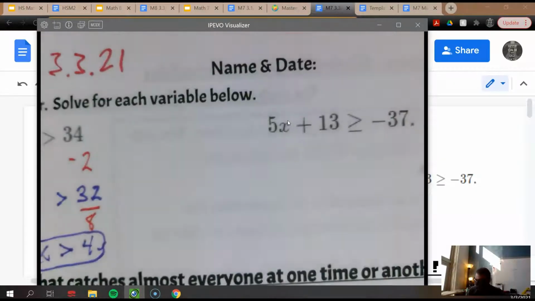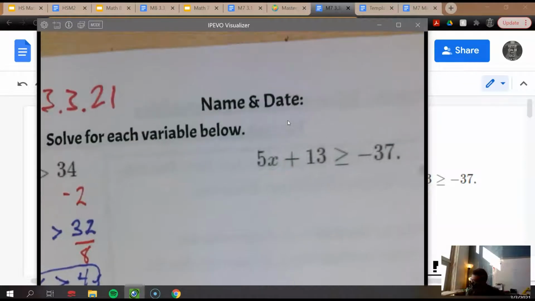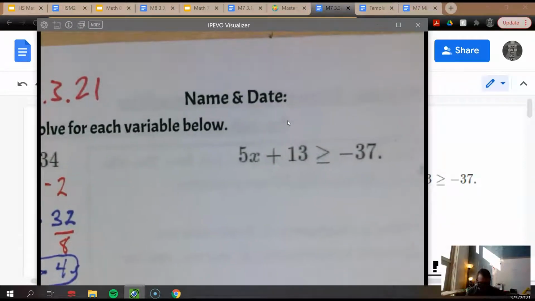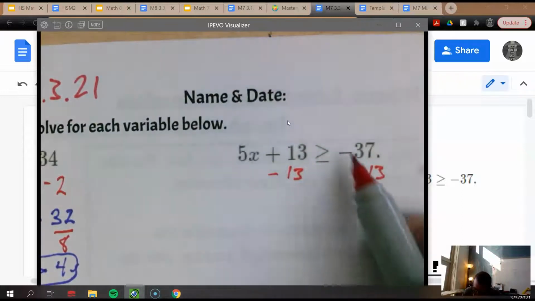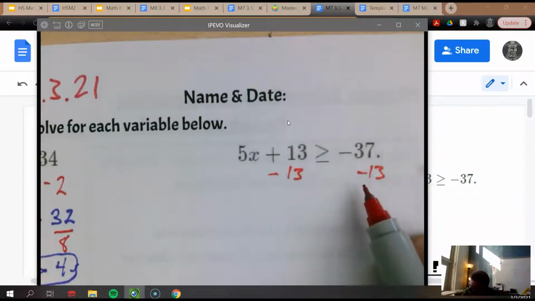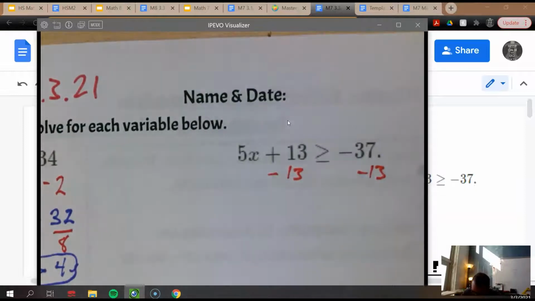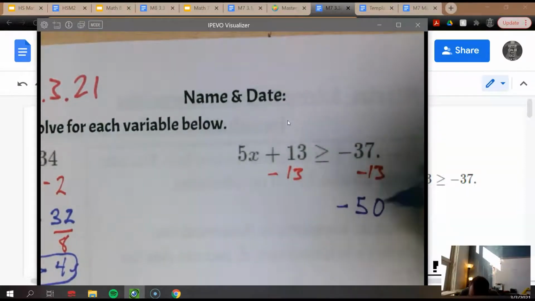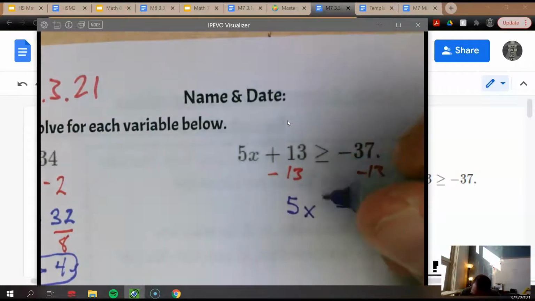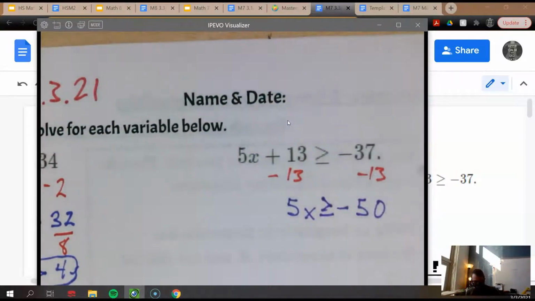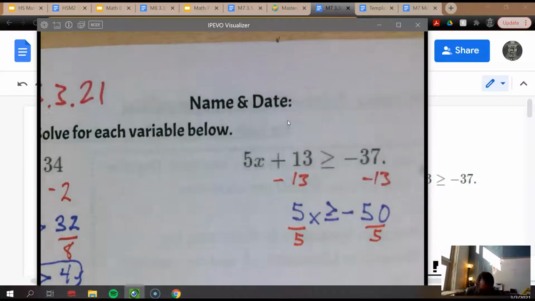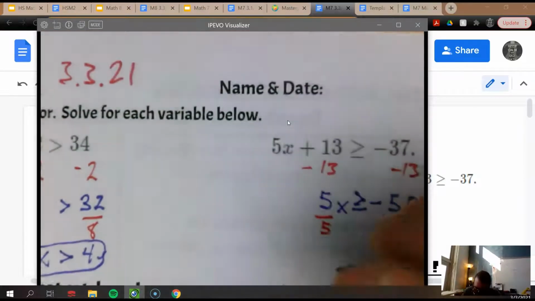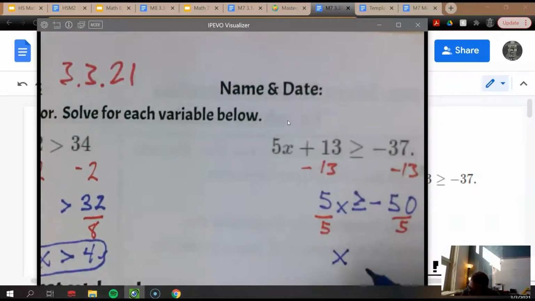And the last one here, Martin, what do I do first? Yeah, we minus 13 from both sides. Now be careful, 2 bad guys, they're going to get along. So this actually becomes a negative 50. And we get 5x is greater than or equal to that negative 50. Lacey, what do I do now? Then you would divide by 5. Divide by 5. And Isaiah, to make sure I get through the entire stack, how do I say this answer?